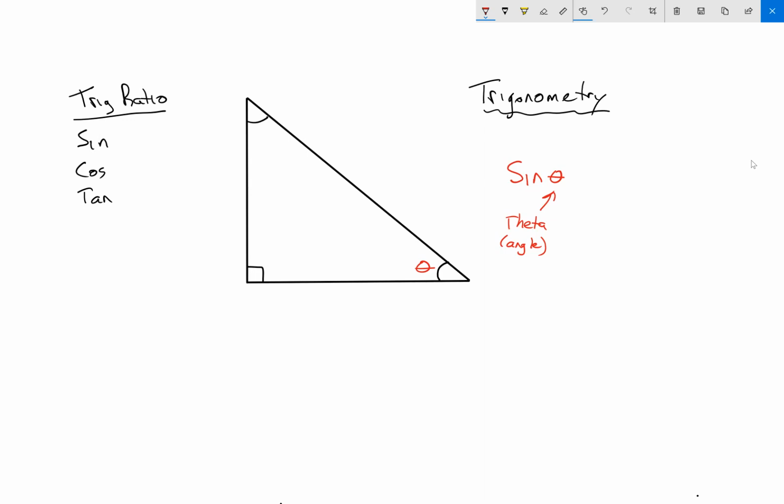Okay, and sine as a ratio, remember a ratio is just a fraction. The ratio is the side opposite to my angle divided by the side that is the hypotenuse.